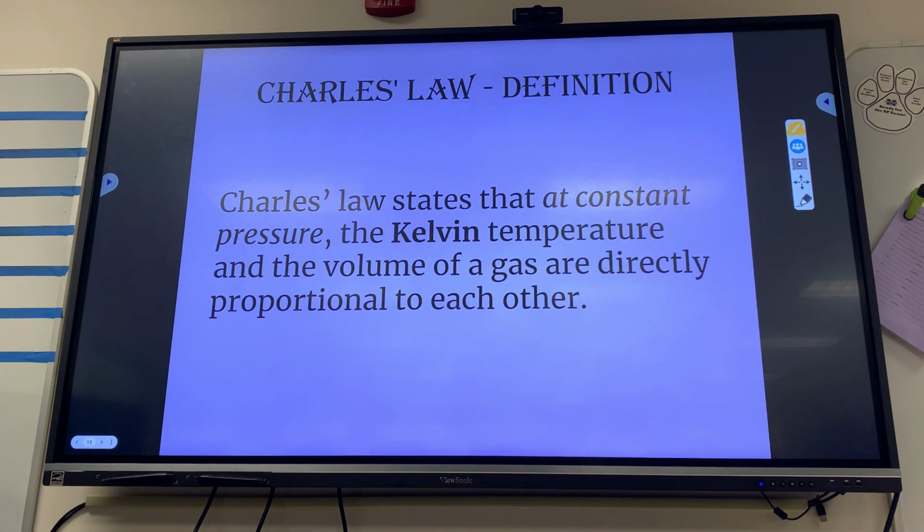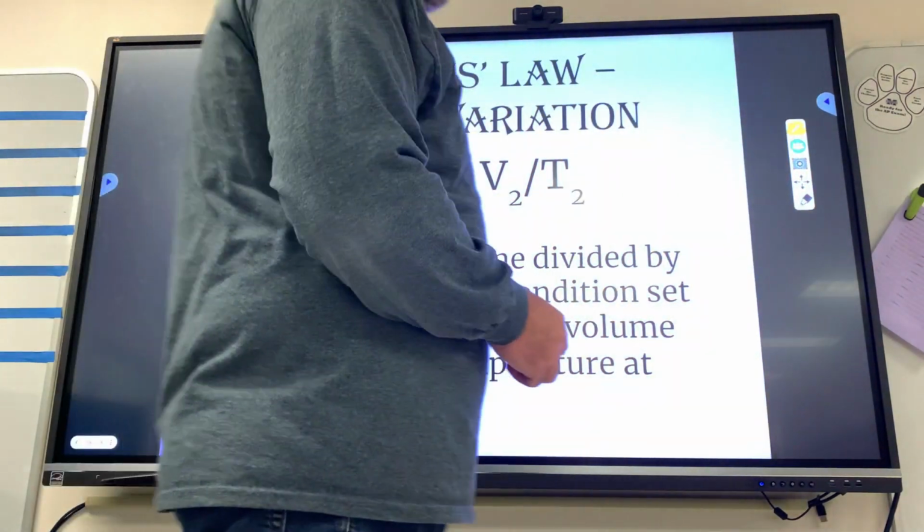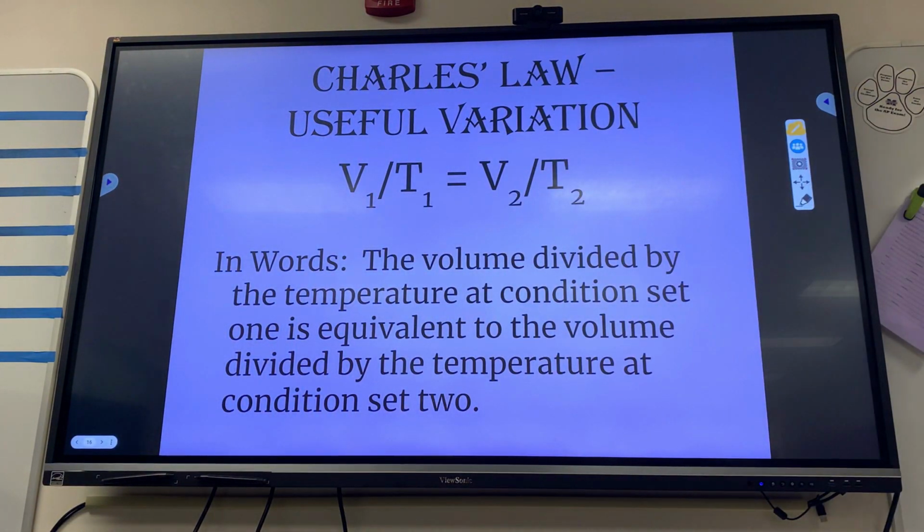And now, just like we had yesterday, we're going to have the form of this equation that we are going to use to answer questions and do homework and stuff. So here it is. Where yesterday we had P times V equals P times V, now we have V over T equals V over T. Your initial condition, and then your changed condition, or your final condition, or whatever.